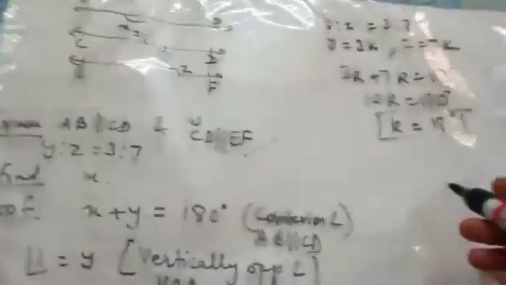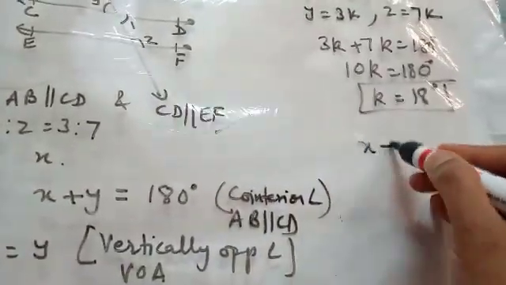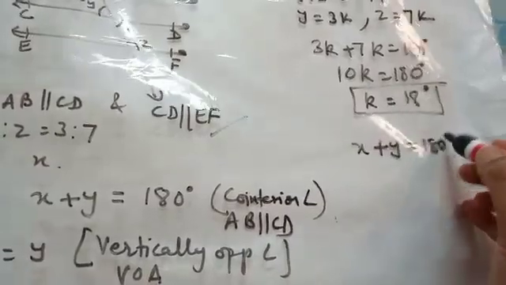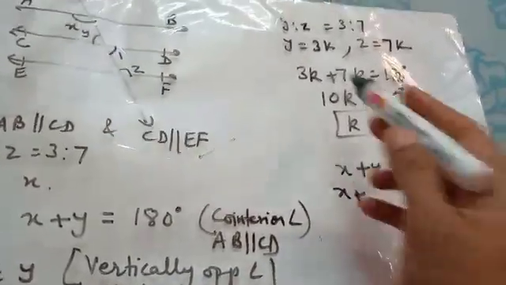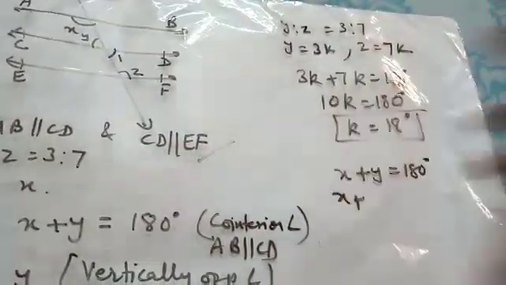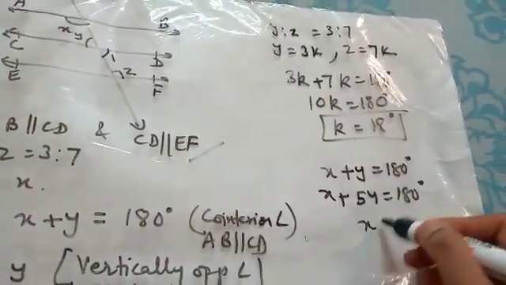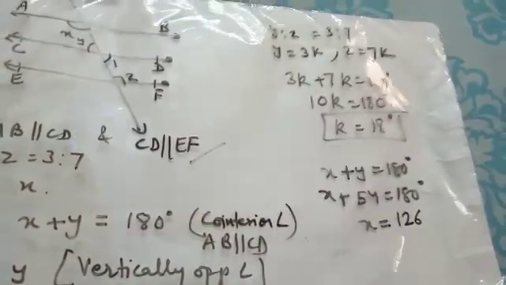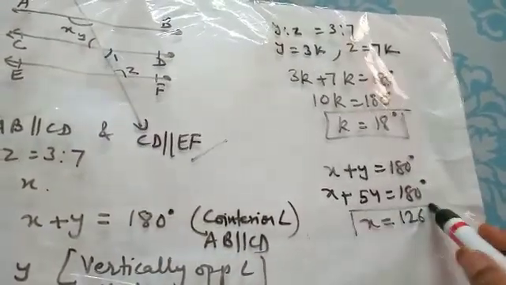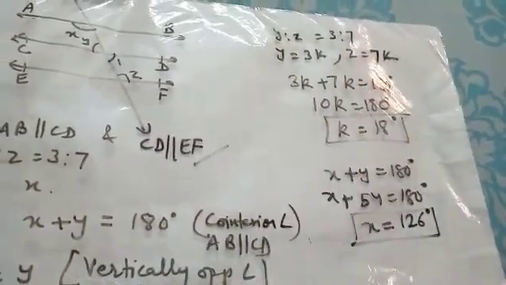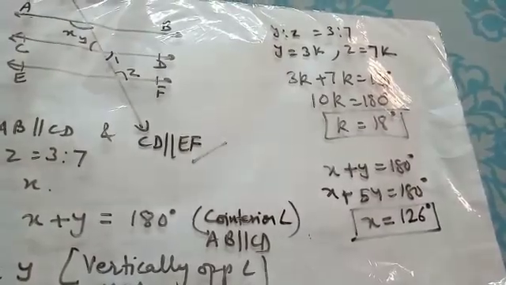So you can find out the remaining answers. What are the remaining answers? x plus y is equal to 180. x plus y, how much is it? y is 3k. 3k means 18 into 3. 18 into 3 is 54. So it is 180. So the value of x will be equal to 126. This is how you are supposed to do the question.